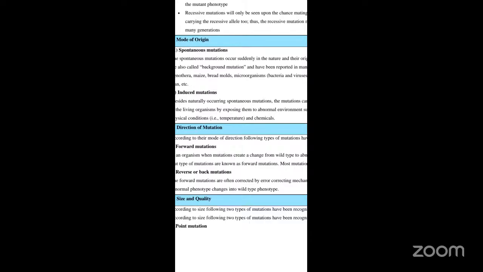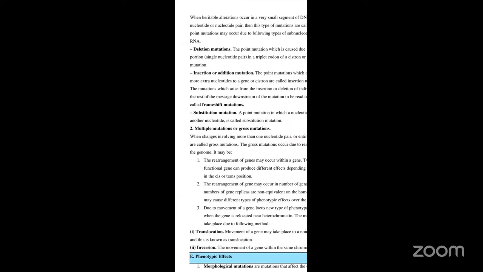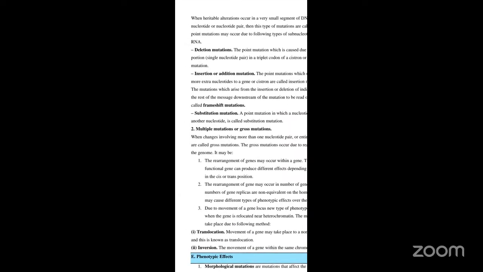The next category is what? Based on the size and the quality. You have two types of mutations based on the size. One is called the point mutation, and the other one you call the multiple mutations or the gross mutations.